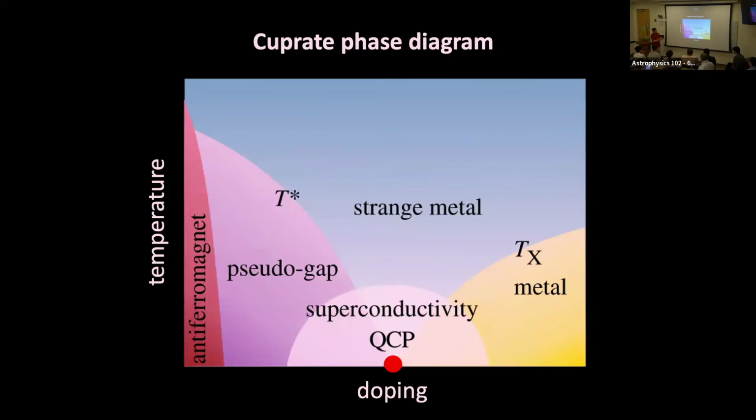There's what's called a strange metal, which has some anomalous transport properties, very unusual properties. There's a pseudogap regime where there are unusual spectral properties. So these are some of the things we could try to probe with these systems.